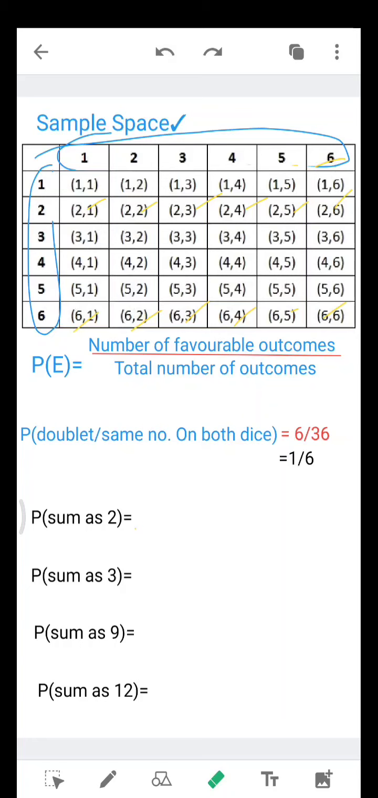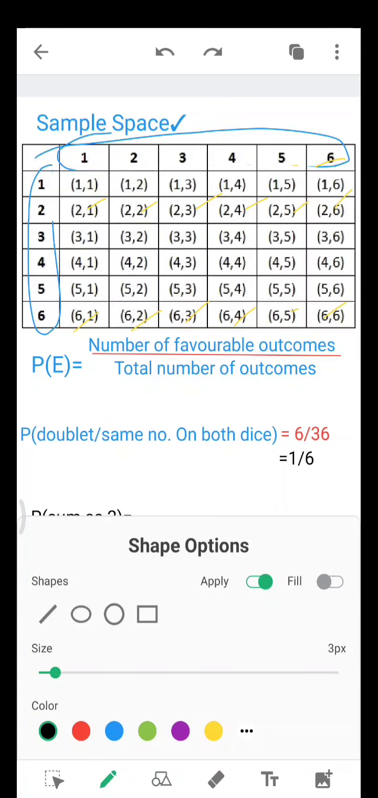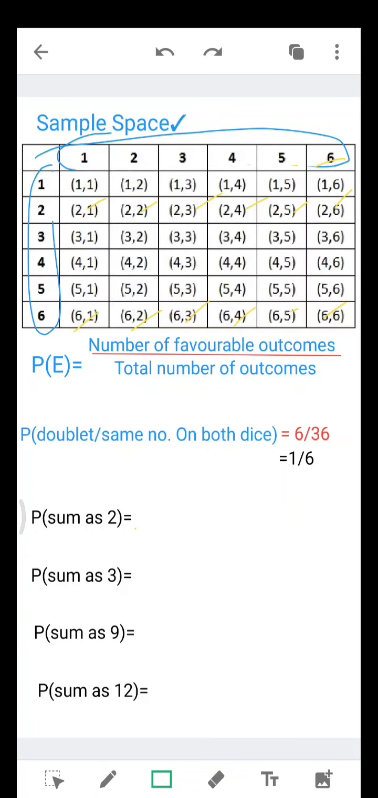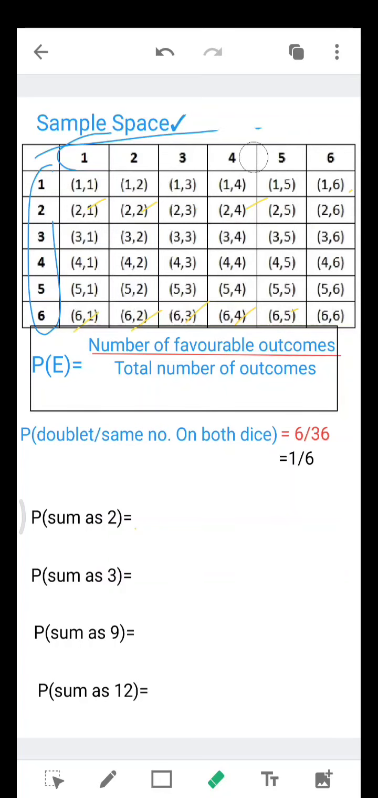36 outcomes. Keep this in your mind, and you know the formula of probability, that is number of favorable outcomes by total number of outcomes. This is the formula which we use. Now if I ask you some questions from these 36 outcomes, suppose imagine you rolled 2 dice simultaneously, and I asked you what is the probability of getting a doublet.